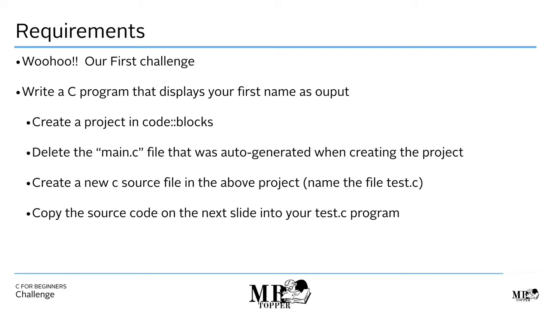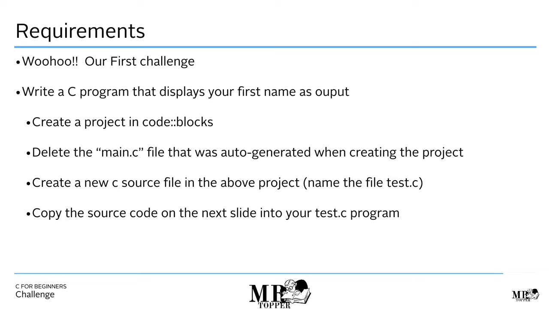After you've created your project, the next step would be to create a new C source file. And we know that all C source files end in the .c extension. You should create the C source file in the project that you created, and you should name the source file test. Once you've created the source file, then you're going to have to edit it. You're going to have to actually put some code in there.